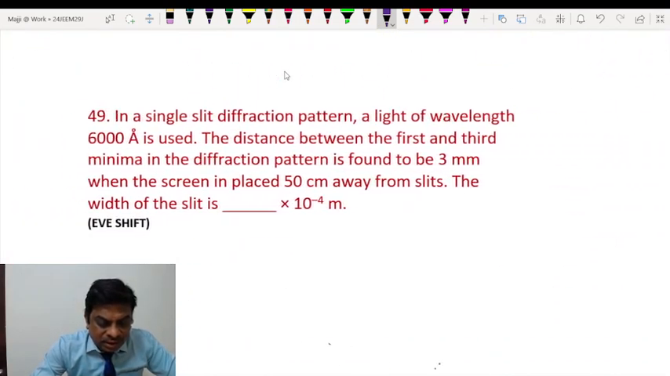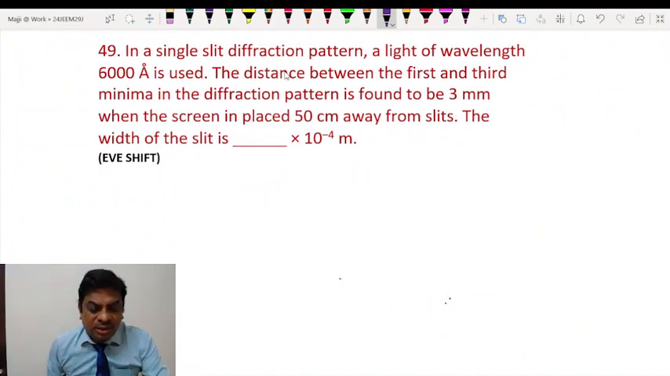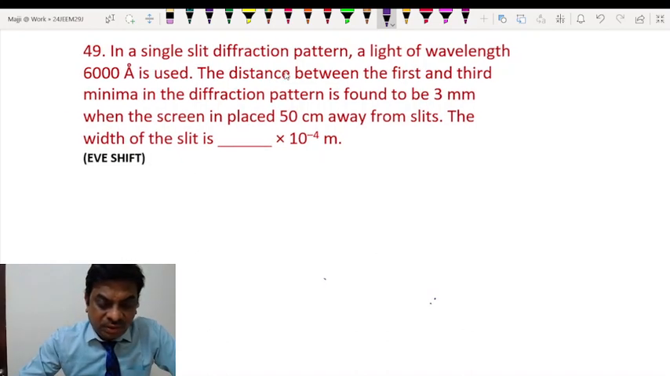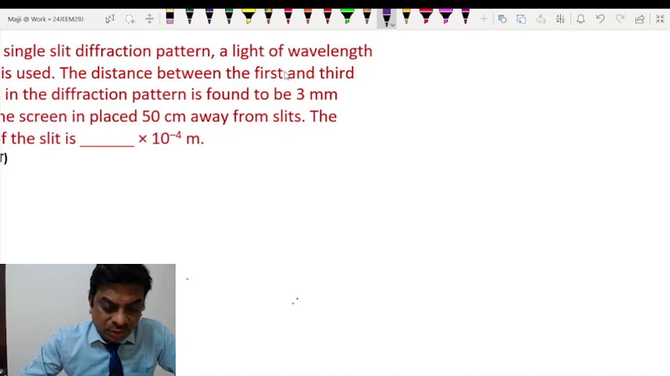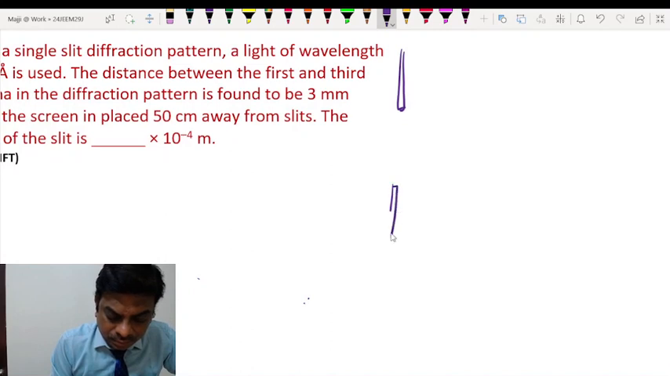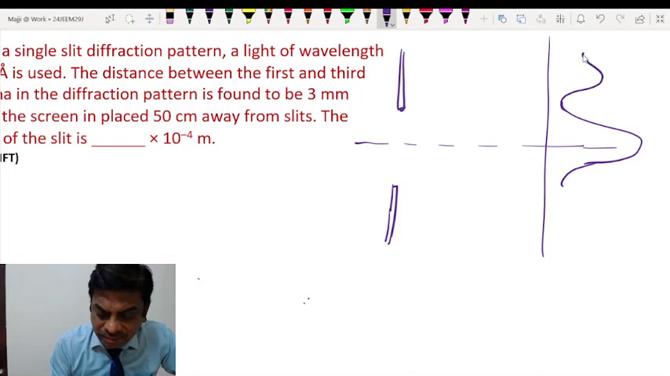In a single slit diffraction pattern, light of wavelength 6000 angstrom is used. The distance between the first and third minima in the diffraction pattern is found to be 3 mm, where the screen is placed at a distance. The width of the slit is? So the diagram will be something like this. So this is the central line, this is the screen. The intensity distribution on the screen will be something like this.